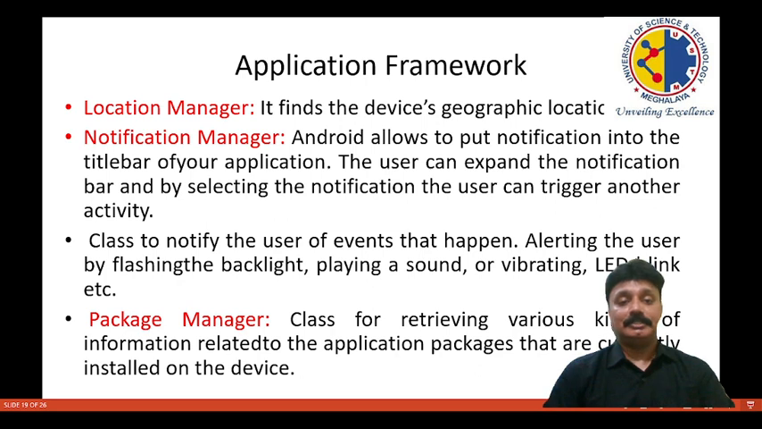Then the location manager, it is used to find the device's geographical location. A notification manager, which is used so the user can expand the notification bar, and by selecting the notification the user can trigger another activity. So this class is used to notify the user of events that happen, alerting the user by flashing the backlight, playing a sound, vibrating, LED blink, etc. So several processes will be handled.